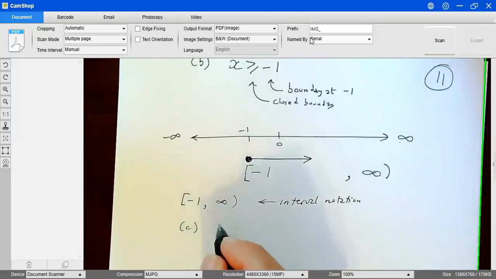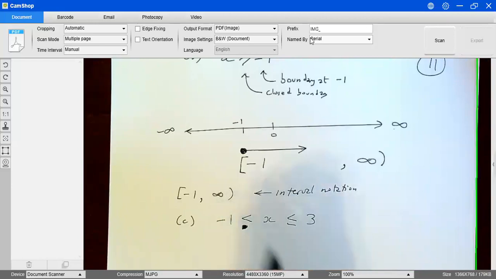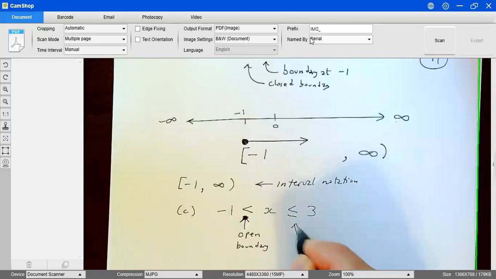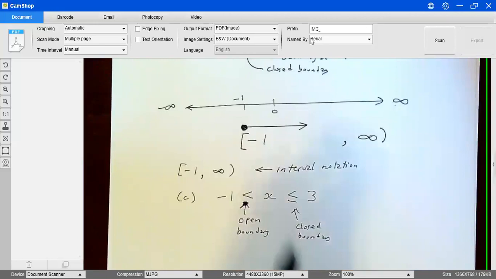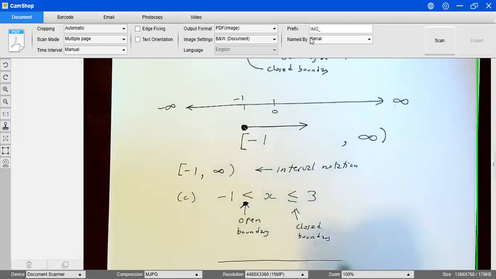Let's work on the last part of this example. So now we're going to represent -1 less than x, less than or equal to 3. So you don't take into account the first sign, just less than only. So this is an open boundary. And this is a closed boundary. And now the left boundary is -1 and the right boundary is 3.